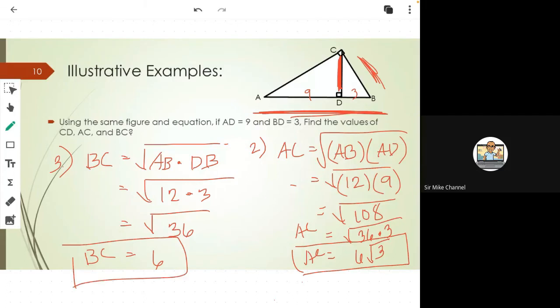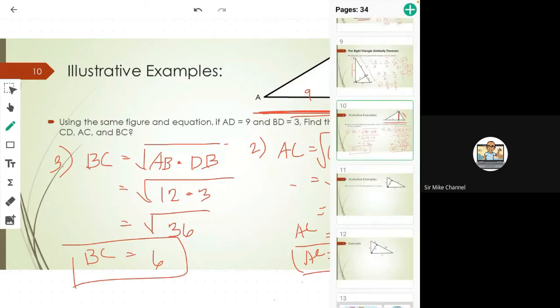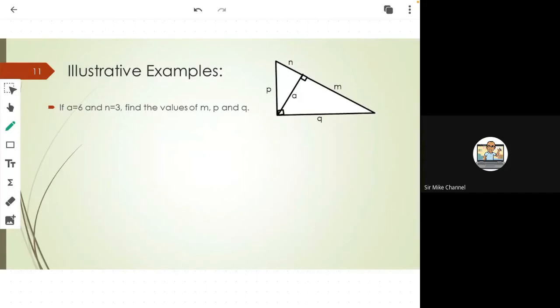Okay. Let's say, example. For example, this one. Okay, so if A is equal to 6, ito raw ay 6, yung altitude. And N is 3. Okay. Find the values of P, M, and Q. Okay. So, ito yung altitude natin, di ba po?